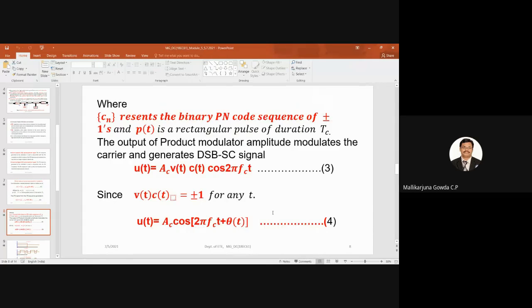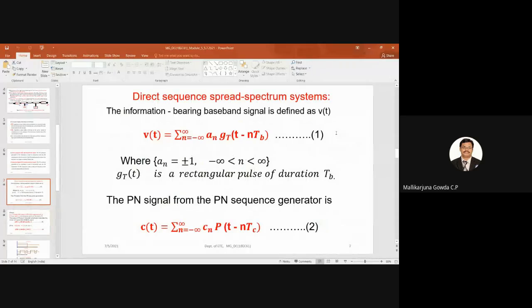Okay, so Cn represents the binary pseudonoise sequence of plus or minus 1s, right? And P of t, I said it is a rectangular pulse of duration Tc. Is that fine? So, expressing mathematically the information sequence as well as the pseudonoise sequence. Yes, my dear students, could you visualize this?